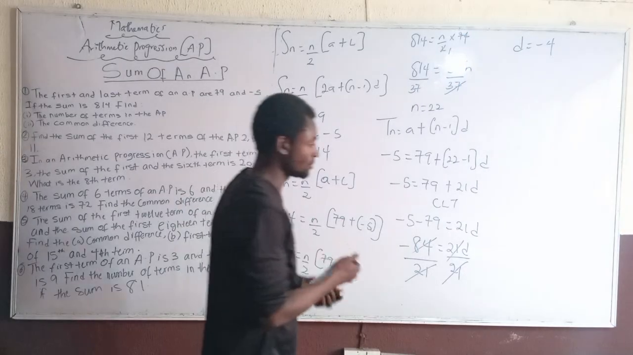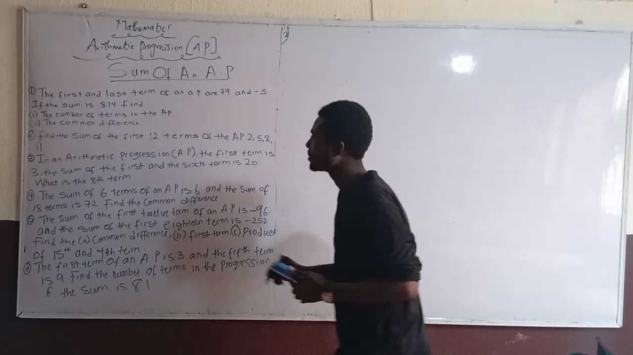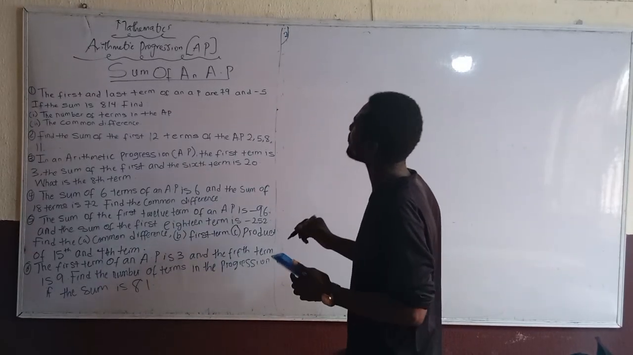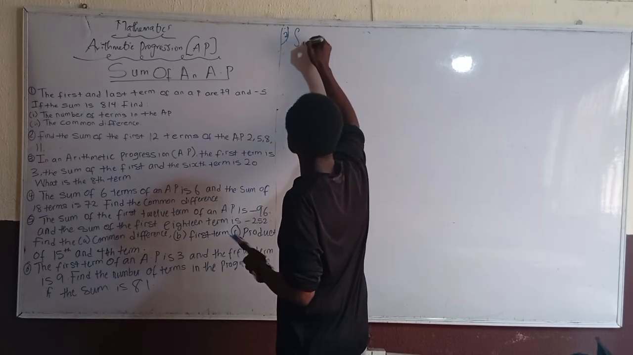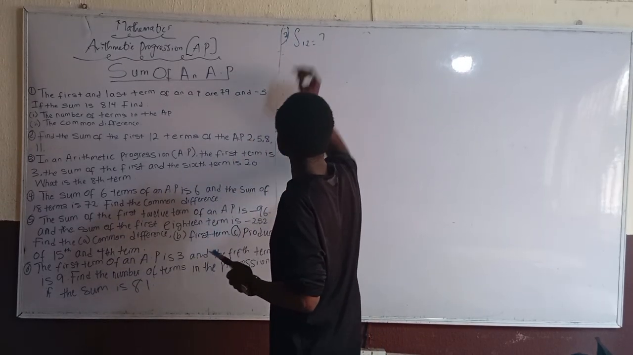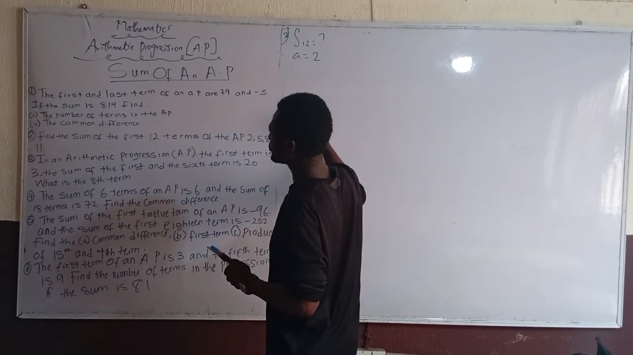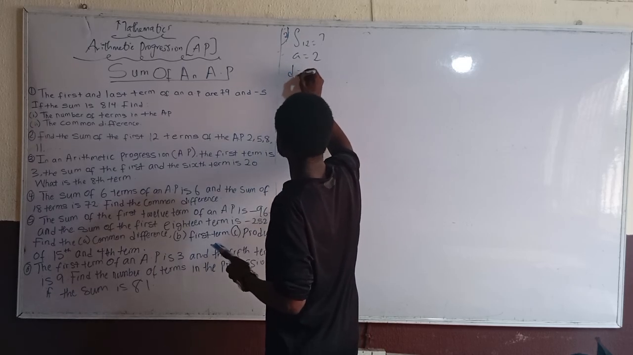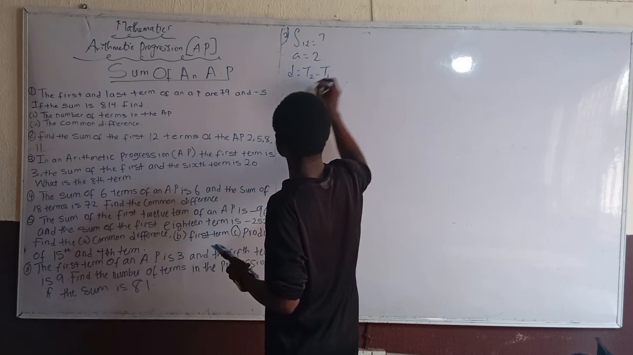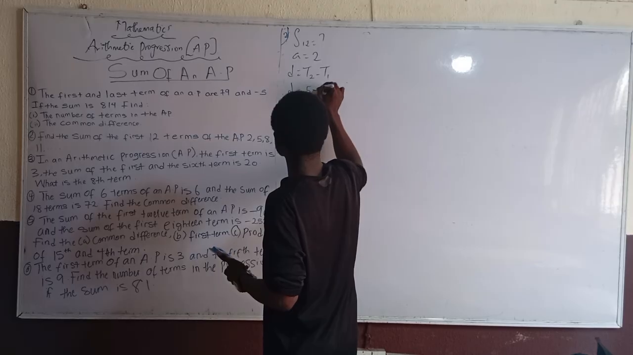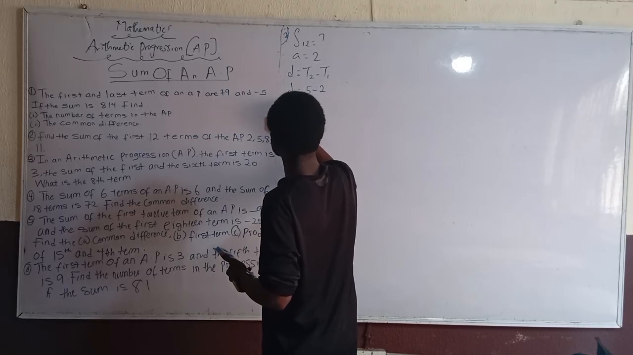So move on to number 2. Find the sum of the first 12 terms. I'm looking for S12. My A is 2. Common difference is T2 minus T1, that is 5 minus 2, that is 3.